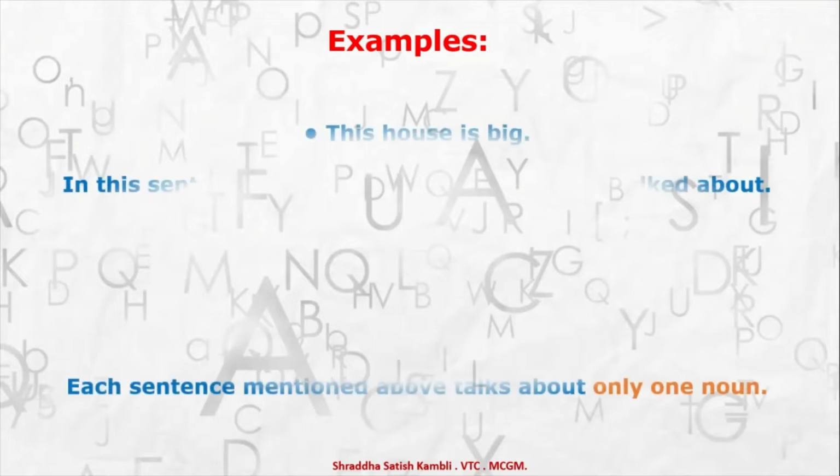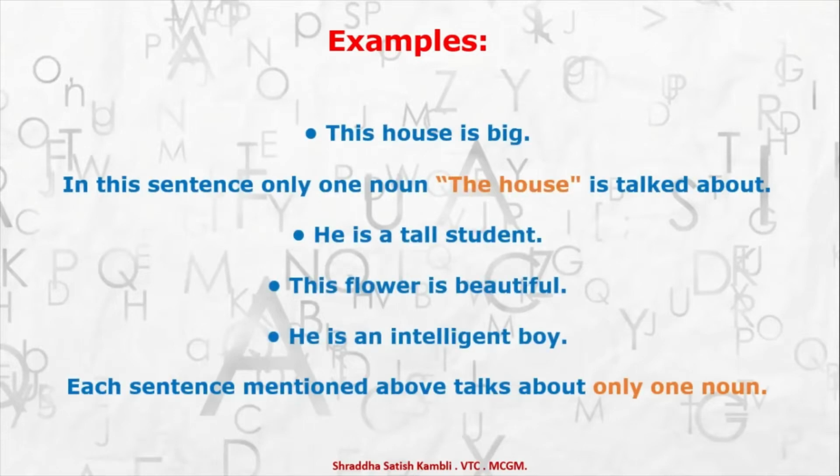Let's quickly revise what is the meaning of comparative degree. Before that, let's take a look at some examples for positive degree. So here are all the examples for positive degree. This house is big. Now here, like I told you, we are talking only about one person, one thing. That is, we are talking only about one noun. So in the first example, we are talking only about the house. And we are saying it's big. We are not comparing it to anything else. Look at the next example. He's a tall student.